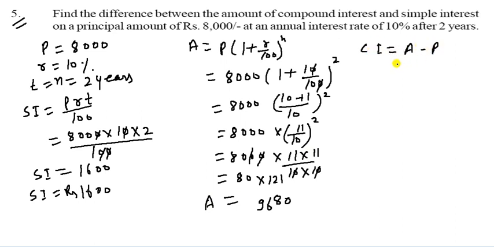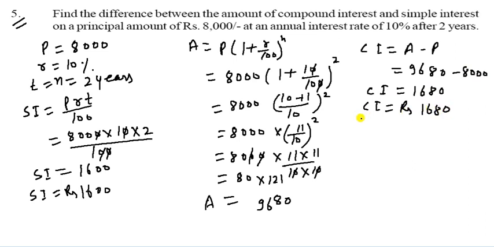Now find the compound interest CI. CI is equal to amount minus principal. Amount is 9680 and minus 8000. So it will be 1680. It is CI. So CI is rupees 1680.